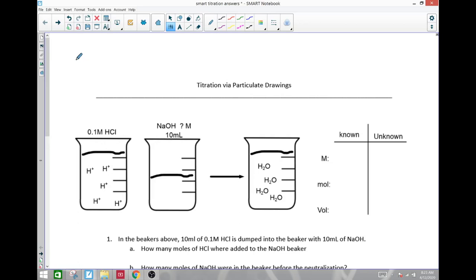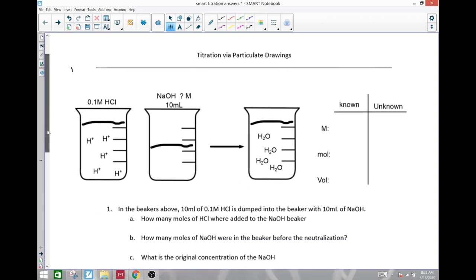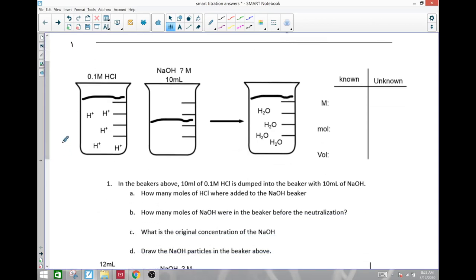Good afternoon, this is Schweitzer, and we're going to do a little answer video here for our workbook page on titrations, particulate drawings via titrations.